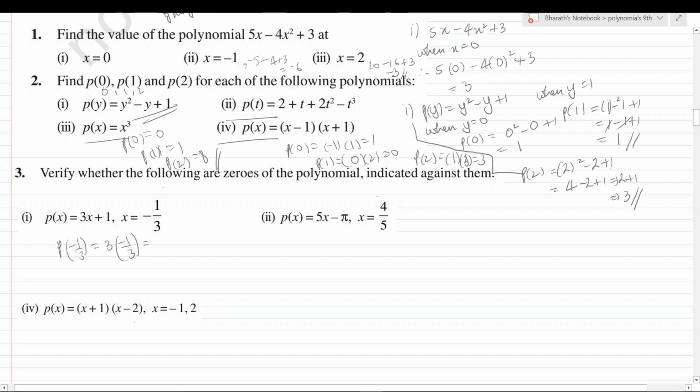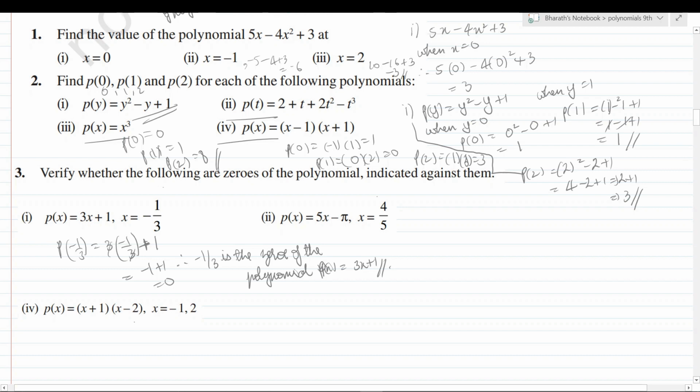Just substitute P of minus 1 by 3, which is 3 into minus 1 by 3 plus 1, is equal to minus 1 plus 1, which is equal to 0. Therefore, minus 1 by 3 is the zero of the polynomial p of x equal to 3x plus 1.